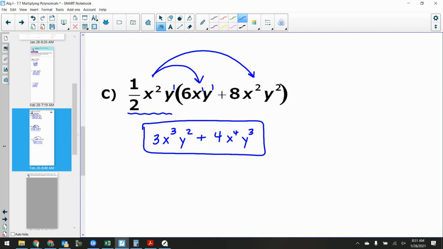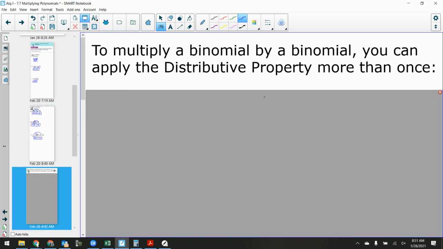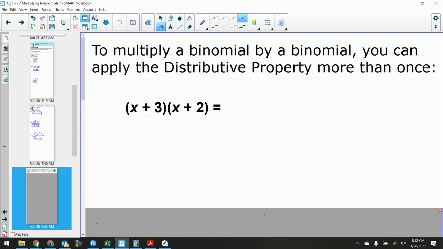Now, everything that we've done so far today has been a monomial times something: a monomial times a binomial, a monomial times a trinomial, a monomial times a monomial. So what if we expand that a little bit more? What if we have a binomial times a binomial? Let me show you this. To multiply a binomial times a binomial, two terms times two terms, you can apply the distributive property more than once. Let me show you how.